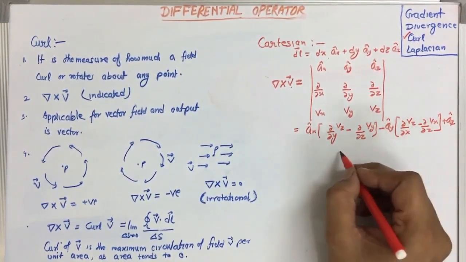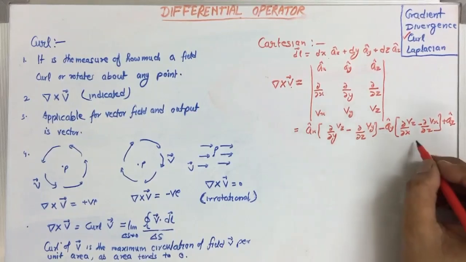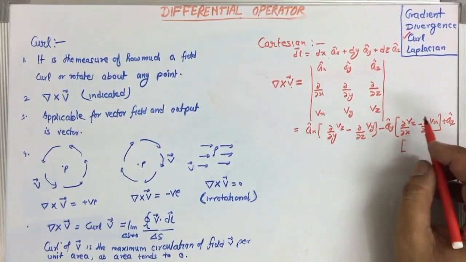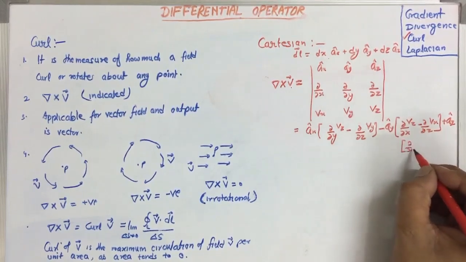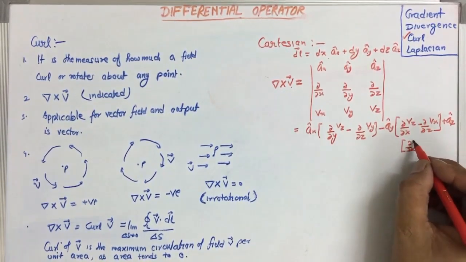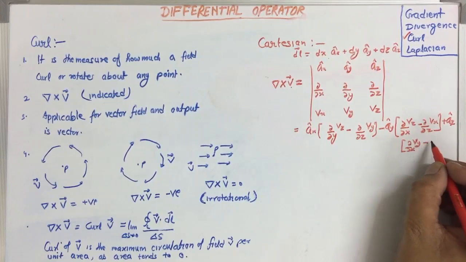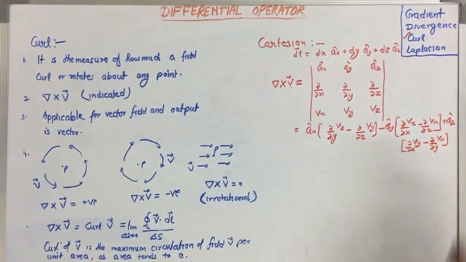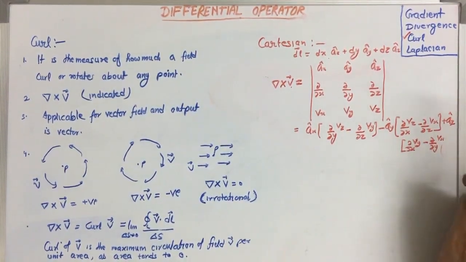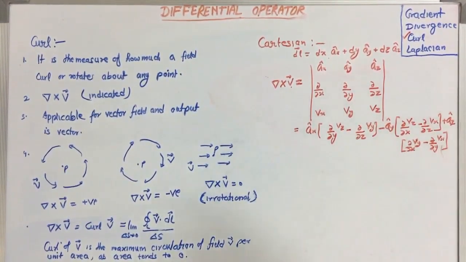For Az we can say del over del x Vy minus del over del y Vx. This is the curl of vector field V in Cartesian coordinate system.